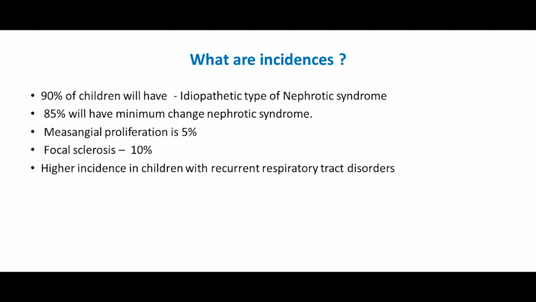What are the incidences? Now this is very important. 90% of children will have the idiopathic type of nephrotic syndrome. Idiopathic means there is no exact cause known till today, and this is also called minimal change nephrotic syndrome. 85% will have minimal change nephrotic syndrome, about 5% will have mesangial proliferation, and focal sclerosis about 10%. So it is quite clear that 90% of the cases of nephrotic syndrome afflicting children belong to this idiopathic type, or minimal change nephrotic syndrome.